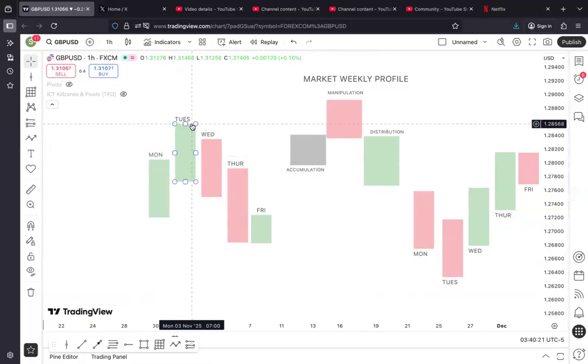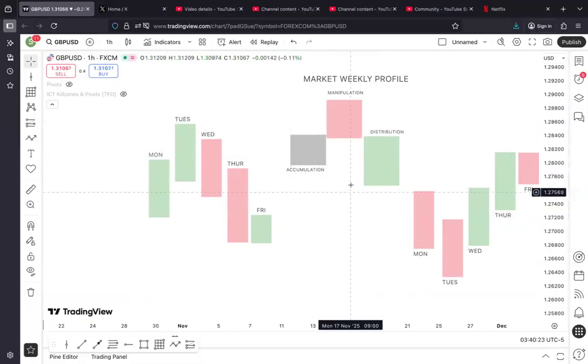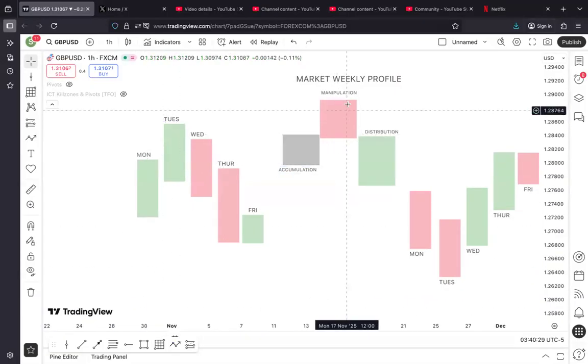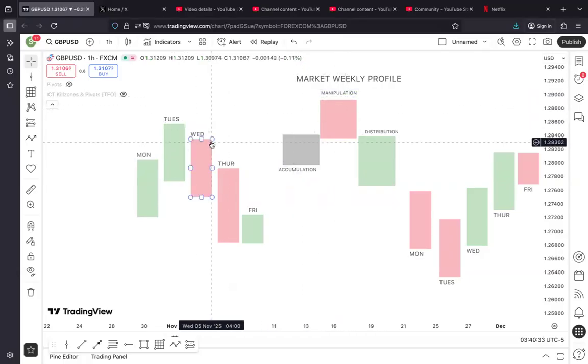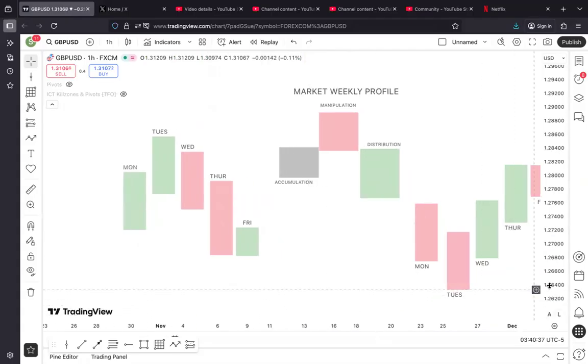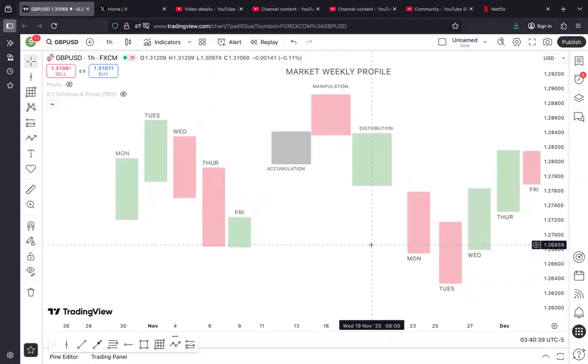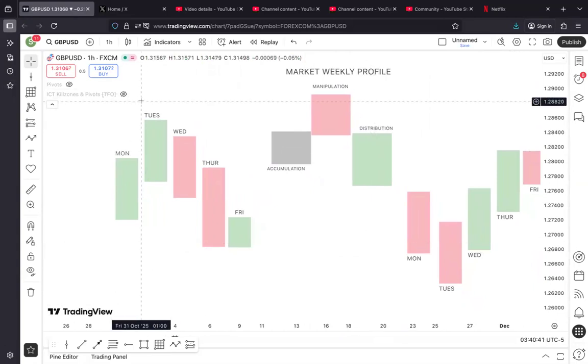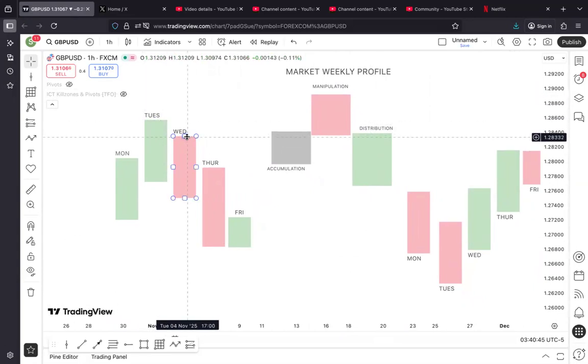So this is Monday, Tuesday, right? Monday is your manipulation day, or sorry, accumulation day, ranging day. Yeah, as the case may be. Tuesday is your manipulation day. So most of the manipulations happen on either Tuesday or Wednesday. Okay. And how do you take advantage of this expectation? Okay. And like I said, sometimes it happens on Tuesday, sometimes it happens on Wednesday.